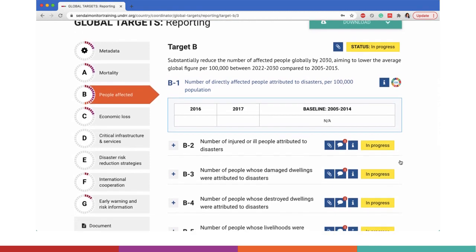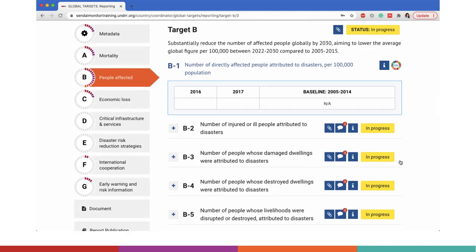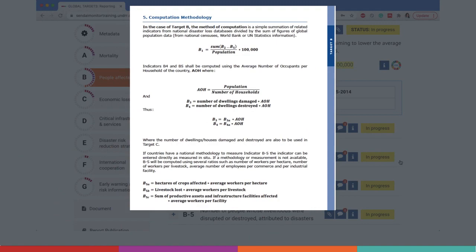Indicator B1 is a compound of indicators B2, B3, B4, and B5, which means that data does not need to be entered for B1. If you have entered data into B2 to B5, the system will automatically calculate the value for indicator B1. The system also does the calculation to convert the value to per 100,000. If you are interested, you can see the formulas for these calculations in the technical guidance note for Target B.